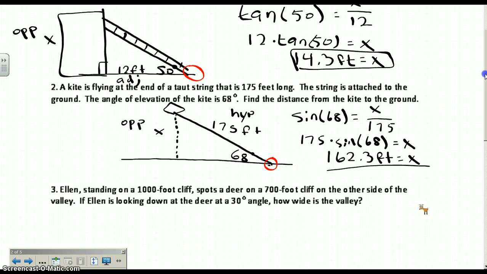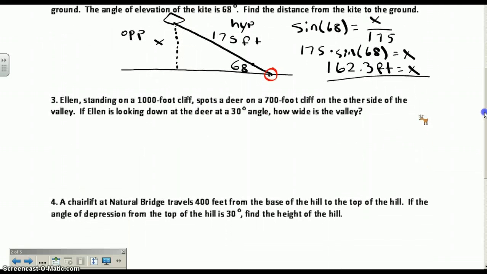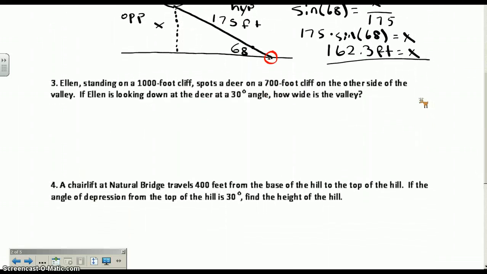We're going to do 3 more together and then you have to finish the rest yourself. Okay, Ellen is standing on a 1,000-foot cliff. So let me draw that 1,000-foot cliff. Here's Ellen standing on the cliff, 1,000 feet above the ground. And then she spots a deer on a 700-foot cliff. Well, I can't really draw a deer, so I found one. There's the deer. So the deer is on a 700-foot cliff on the other side of the valley.